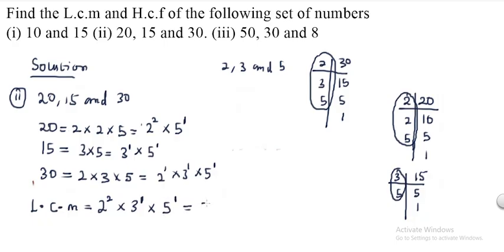If I expand this, this will be 2 times 2 times 3 times 5. 2 times 2 is 4, times 3 is 12, times 5. This is equal to 60. So the LCM is equal to 60.